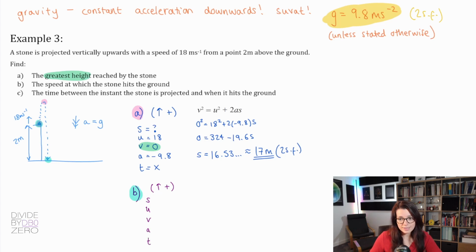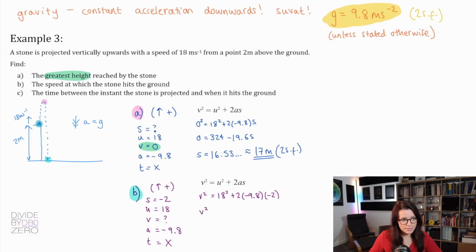Now, if we're focusing on where the particle leaves the point at which it's projected to when it goes down to the ground, that displacement will therefore be minus 2 because it's going to end up 2 meters below where it started. U is positive 18. V is what we're interested in finding. A, once again, is minus 9.8 and T is don't know, don't care. We're going to use V squared equals U squared plus 2AS again, and we're going to sub in and solve.